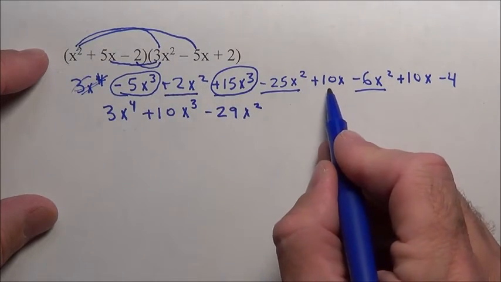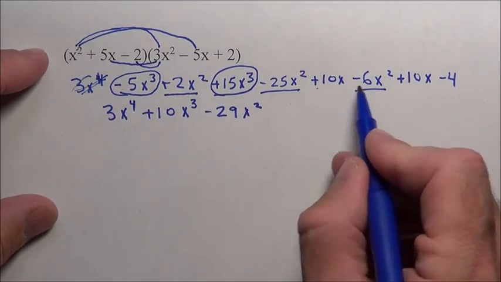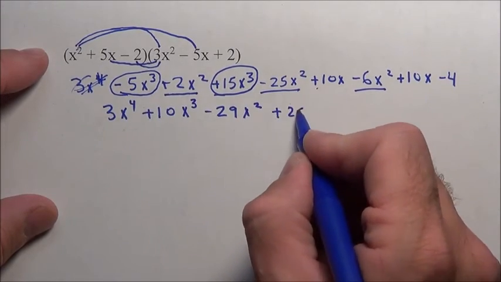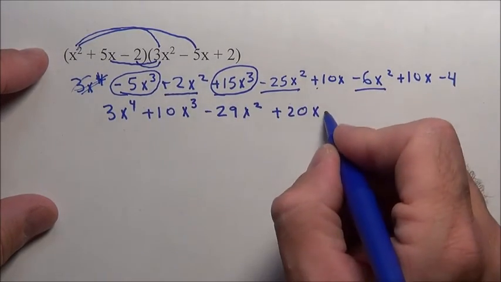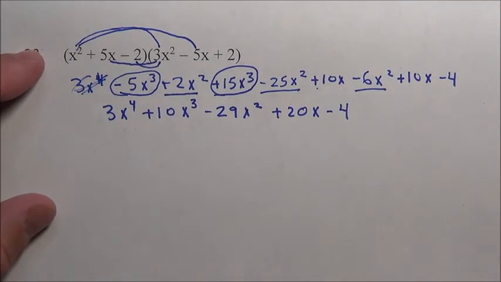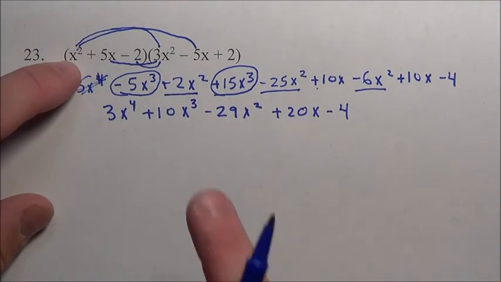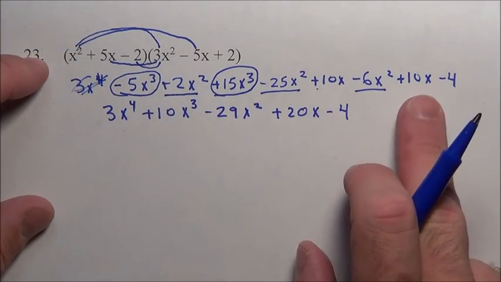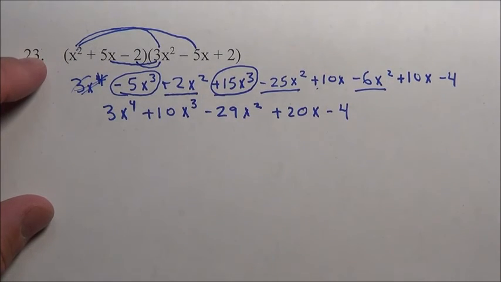And finally, we've got 10x, gain 10 more x's, positive 10x, positive 10x, 20x, and then finally our number, subtract 4. That trinomial times that trinomial gave you a total of 9 terms, and then you had to put them together. We ended up with a 5-term answer here. So there's problem 23. Not difficult, just took a little bit of time and concentrating on what we're doing.